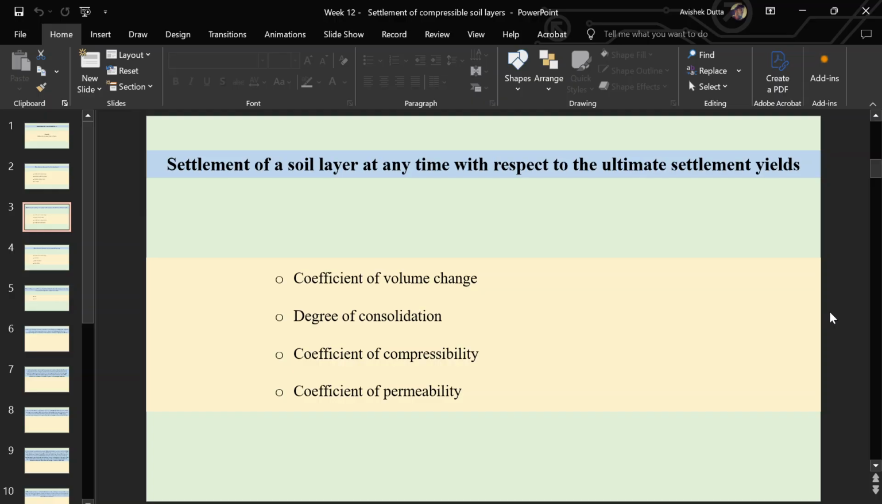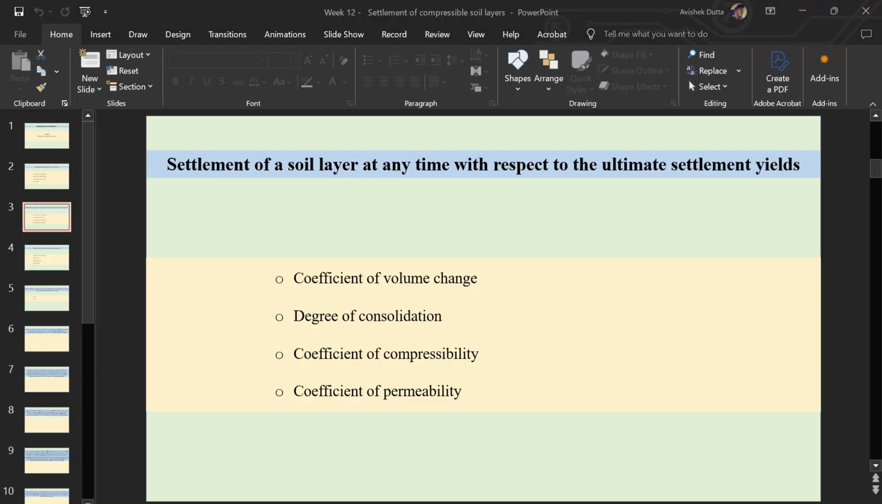I repeat the question. Settlement of a soil layer at any time with respect to the ultimate settlement yields. The options are coefficient of volume change, degree of consolidation, coefficient of compressibility, or coefficient of permeability.